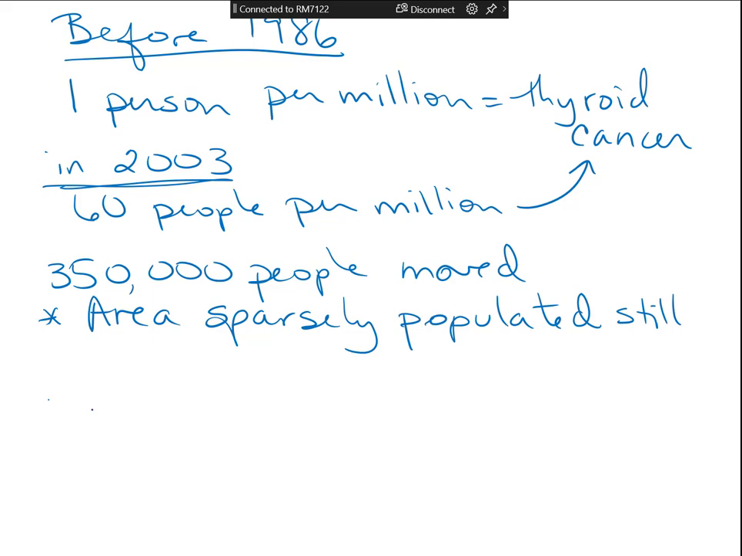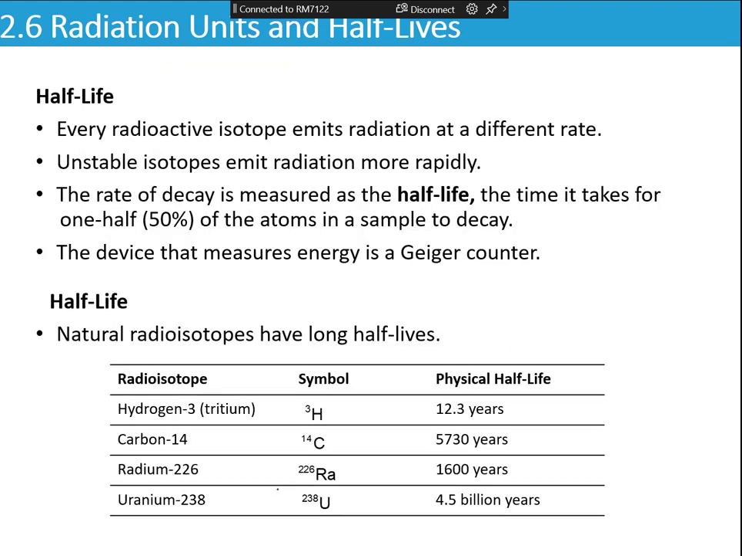But even now, that area is still sparsely populated. So there's still an area sort of like a no man's land around there. And this is from 1986, because when you look at half-lives of things, look at the half-life of uranium. Uranium-238, how long is it going to take for it to break down? 4.5 billion years. Okay, so it is not something that's gone tomorrow.